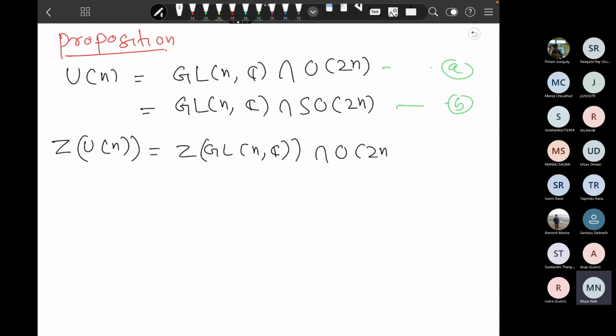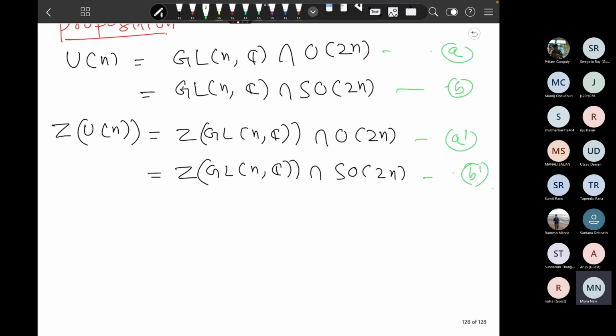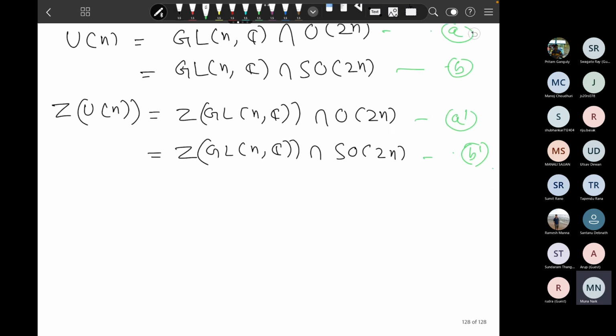intersection O(2n). Okay, so Z is the map which embeds M_n(C) into M_2n(R). So this is equal to Z of GL(n, C) intersection SO(2n). We will prove many results of this type, and this is the first result of this kind in this section. So I will do it very carefully. Okay, so what will I prove? I will give the proof of A prime.